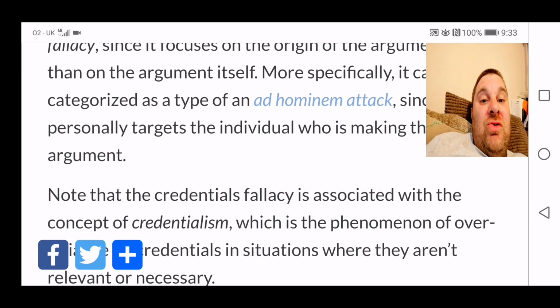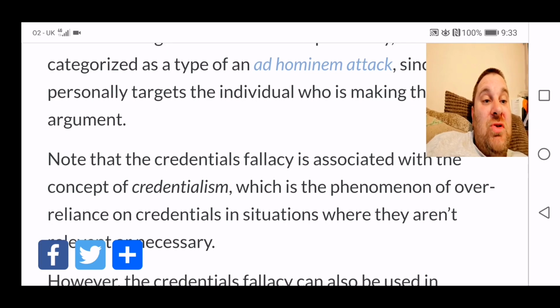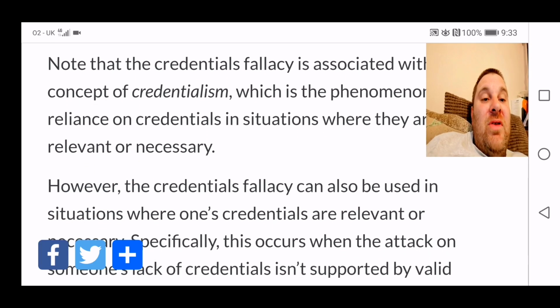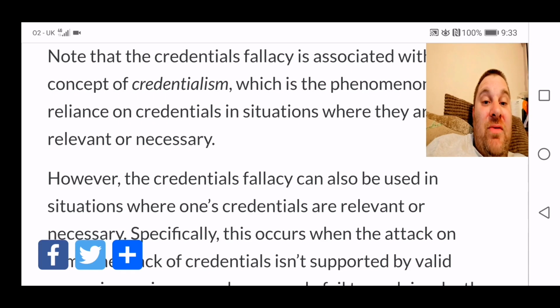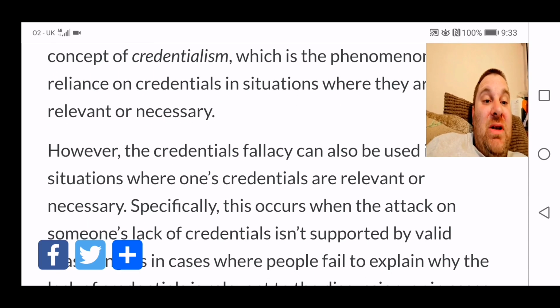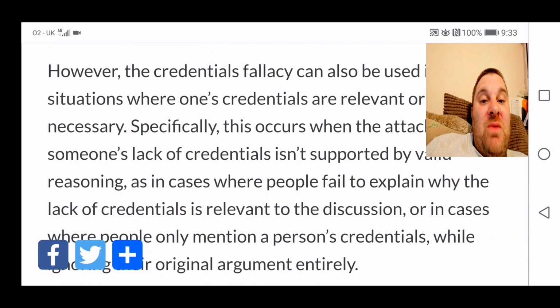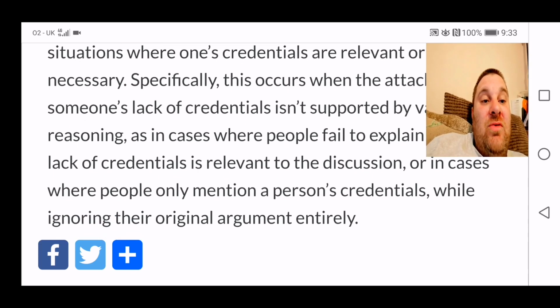Note that the credentials fallacy is associated with the concept of credentialism, which is a phenomenon of over-reliance on credentials in situations where they aren't relevant or necessary. However, the credentials fallacy can also be used in situations where one's credentials are relevant or necessary. Specifically, this occurs when the attack on someone's lack of credentials isn't supported by valid reasoning, as in cases where people fail to explain why the lack of credentials is relevant to the discussion, or in cases where people only mention an individual's credentials while ignoring their original argument entirely.